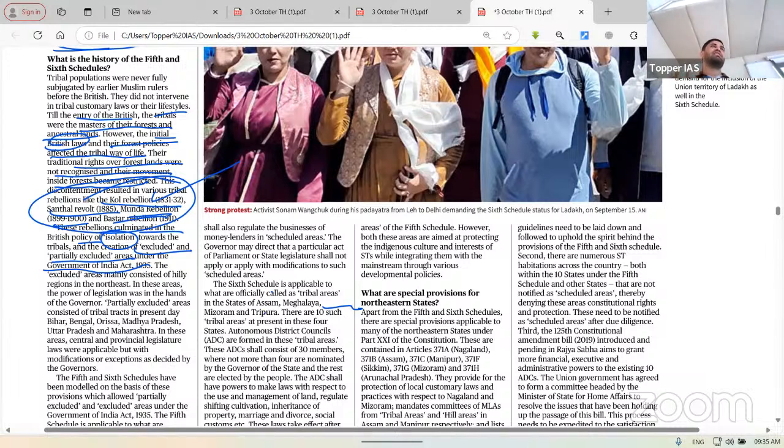Are you understanding this? Can you repeat the history? What has happened? There was no interference during the Mughal era. Then when the British came, the interference started. That interference in the tribal affairs led to many revolts against the British. After that, the British started following the policy of isolation. And they also brought up this excluded and partially excluded areas concept. In which act? Government of India Act of 1935.